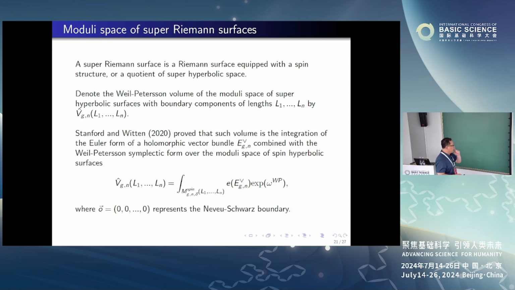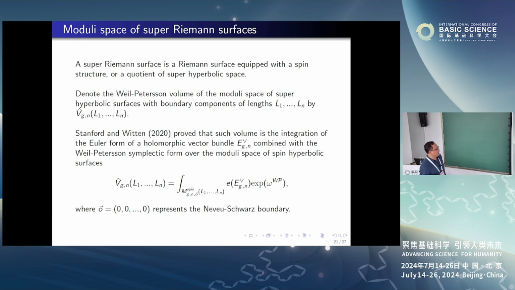So in 2020, Stanford and Witten proved that such a volume is the integration of the Euler form of a holomorphic vector bundle, combined with the Weil-Petersson symplectic form, over a moduli space of spin hyperbolic surfaces. Here is the moduli space of Riemann surfaces with boundary with spin structure, which is a finite cover over the ordinary moduli space with boundary.